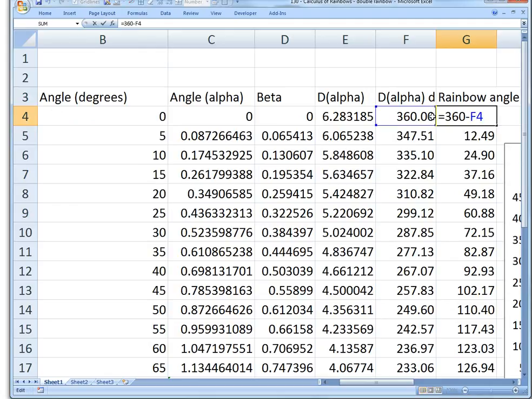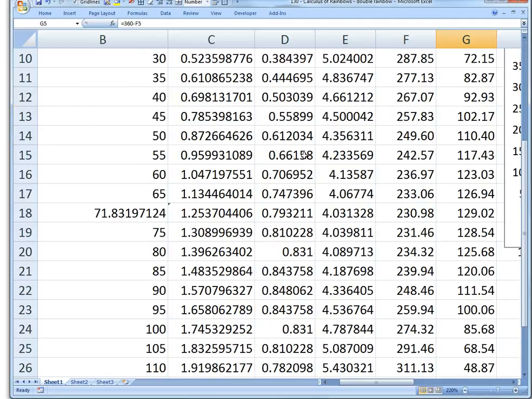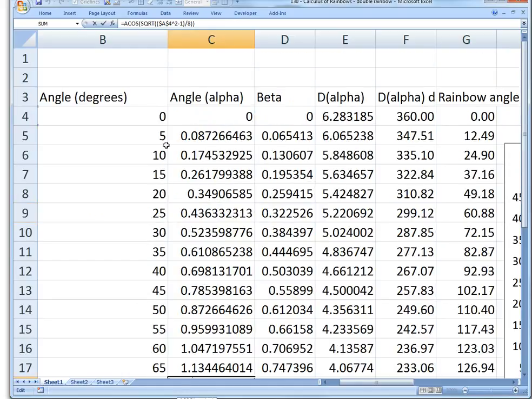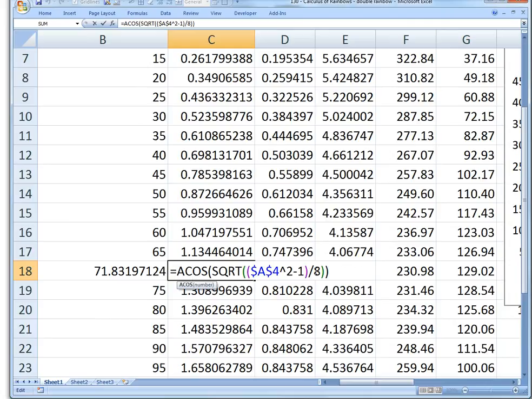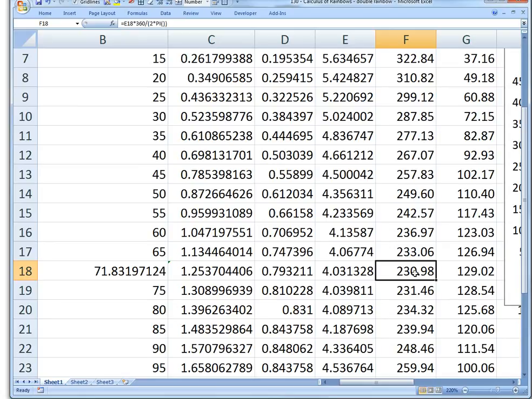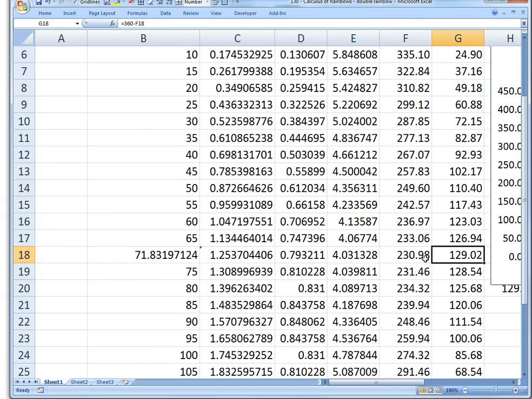And this one is 360 minus this, just to get an idea. And from this one here, at near 71.4, I just put in the equation for alpha at the minimum deviation angle. This one is just cosine inverse square root, where k is the refractive index, of (k squared minus 1) divided by 8. So we get 1.25. This is 71.83. And let's get 230.98, and this is 192.